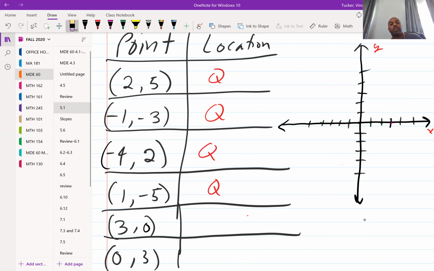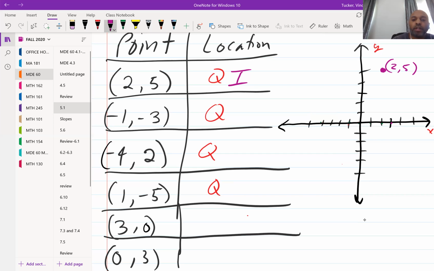All right. So we're just going to go ahead and graph a few points and make sure we're okay with graphing. When we look at 2, 5, you start at your origin, go to the right 2, and then up 5. So this would be 2, 5. And that puts us in quadrant 1. We have 2 positive moves, to the right 2 and up 5. You always start at your origin.